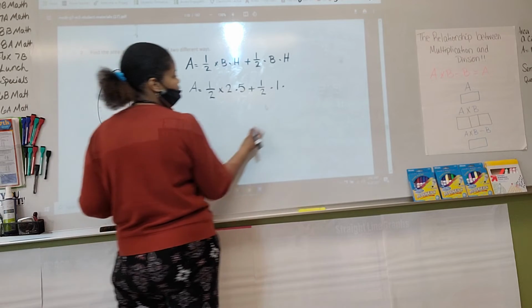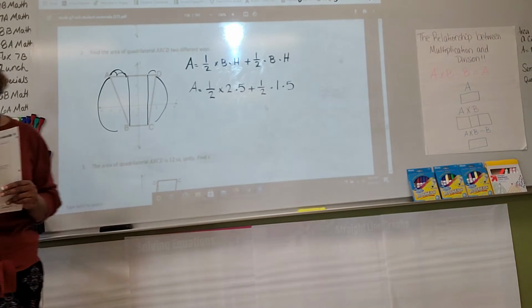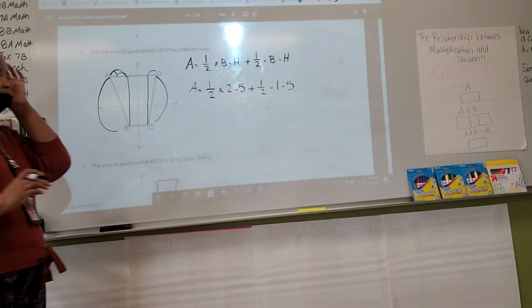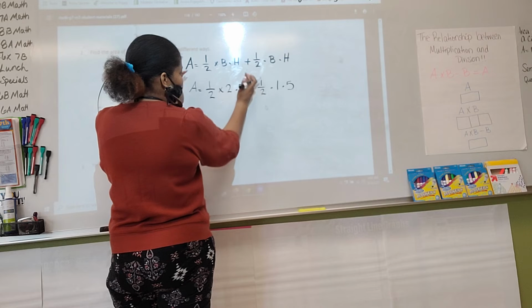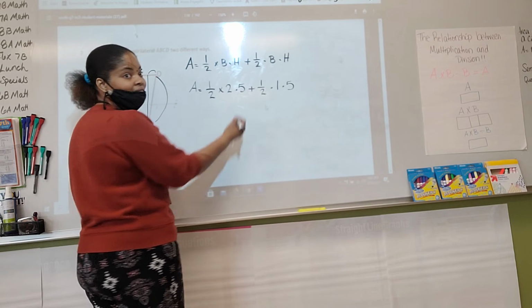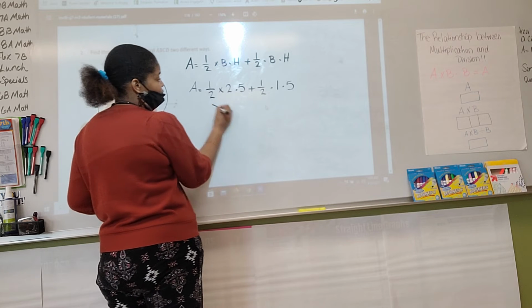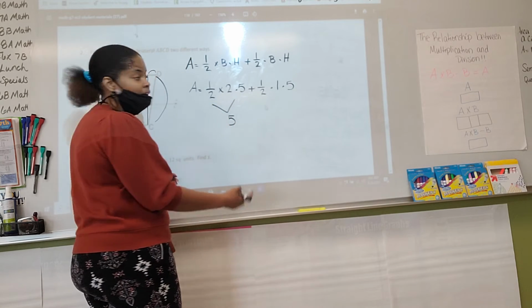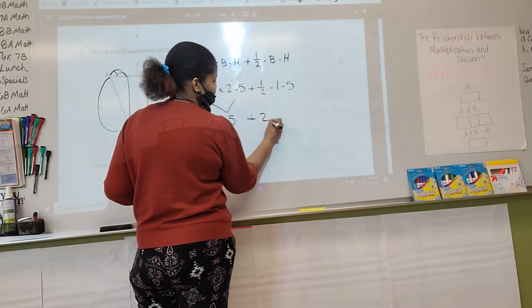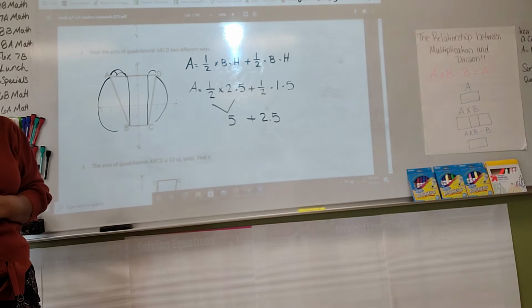All right, do the math. You guys got this. Work just this one first if you need to. You know that 2 times 5 is? 10. Half of that is? 5. So you know this is 5. And then you know 5 times 1 is? 5. Half of that is? 2.5. What is the answer then? 7.5.